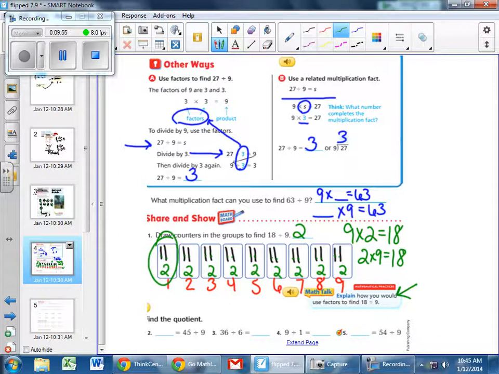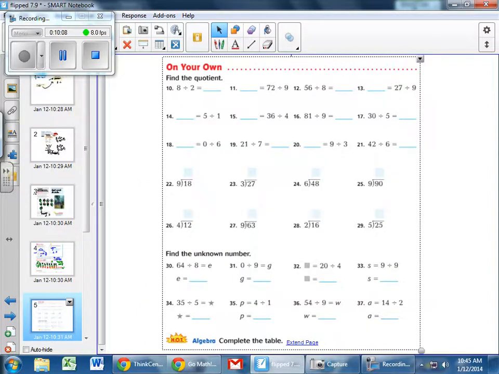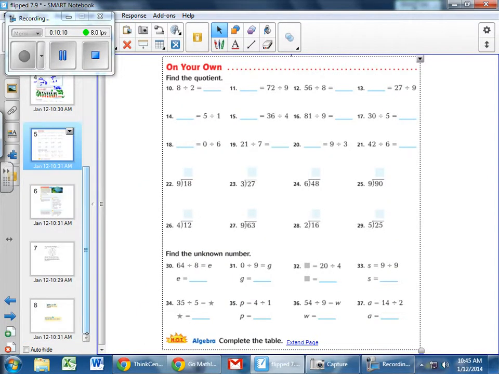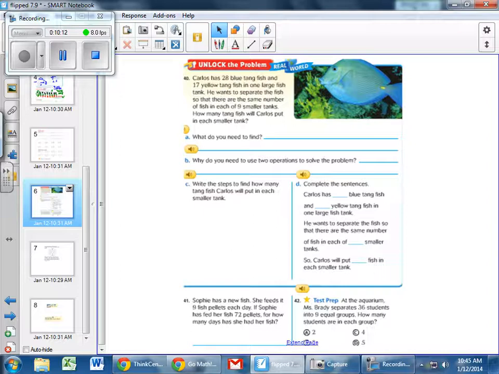The bottom part of this page asks you to find the quotient. So using those strategies, these are mixed review ones with just a couple of nines problems in there. I'm going to have you skip that for right now, and your next page is on your own, which is also going to be skipped right now. So I want you to turn to the last page of the lesson with the problem solving.